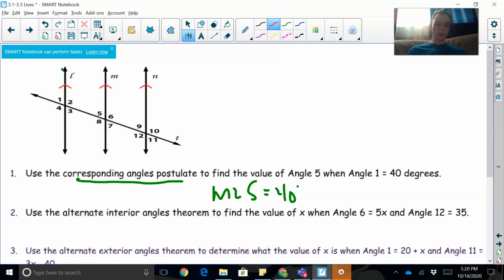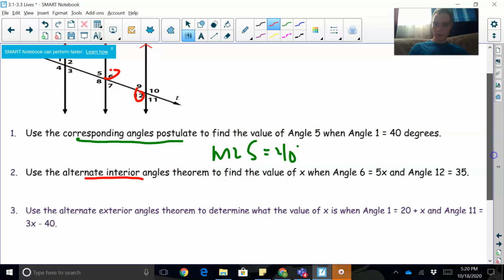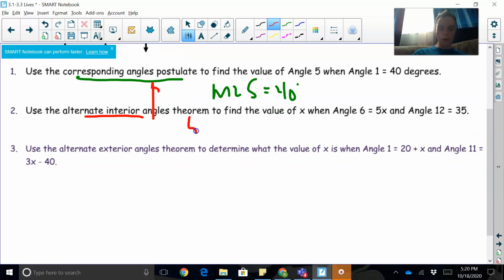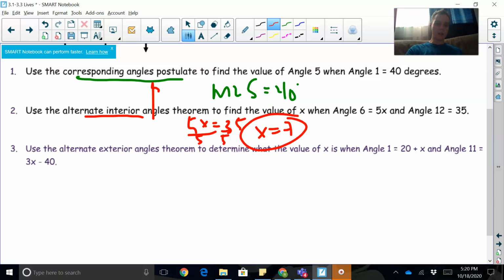Number 2, use the alternate interior angles theorem to find the value of x when angle 6 equals 5x and angle 12 equals 35. You know alternate interiors means they're congruent to each other. So I'll have 5x equals 35, divide by 5, and I get x equals 7. Because alternate interior angles are congruent to each other. Corresponding angles are congruent to each other.